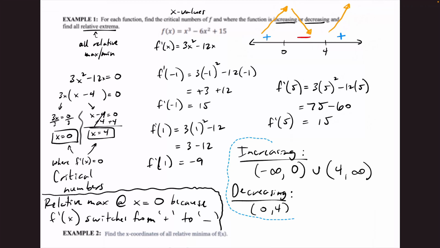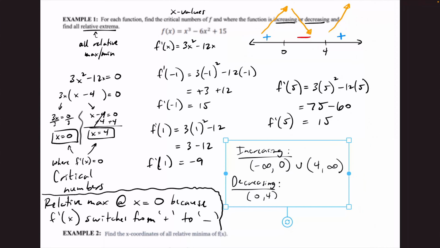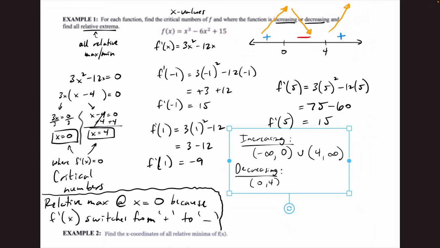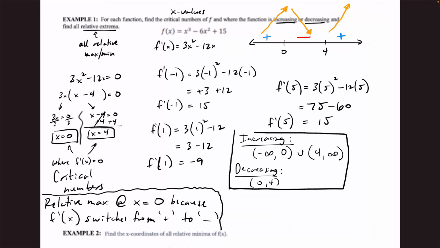When the slope changes from positive to negative, that's increasing to decreasing. When that change happens, that creates a relative maximum. Okay. Now, did we have any relative minimums? Yeah, we did, right?